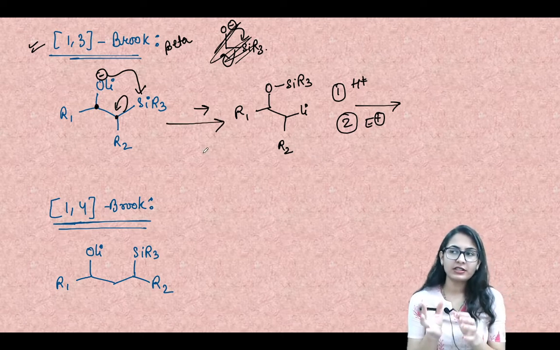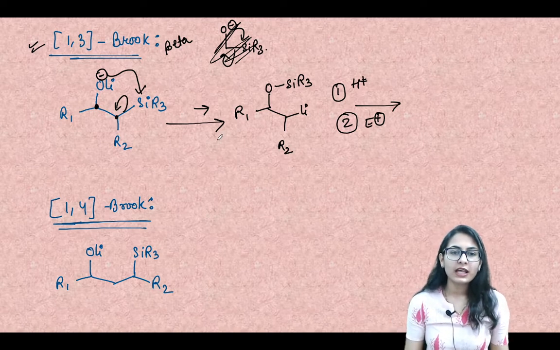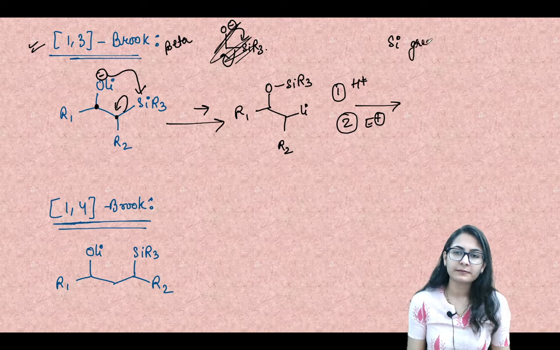Now there is one very good question which is asked: why is the reaction going in the forward direction even though it is a reversible reaction? What is the driving force? The driving force is that silicon has a greater affinity. Silicon has a huge affinity for hard nucleophiles.